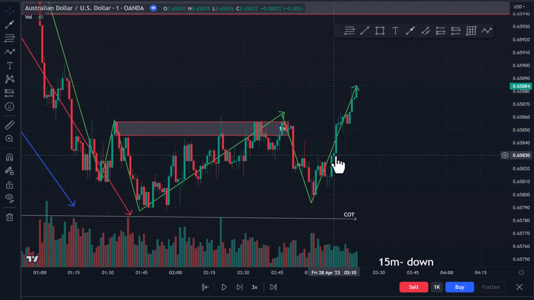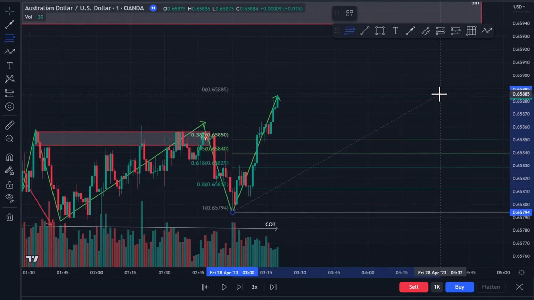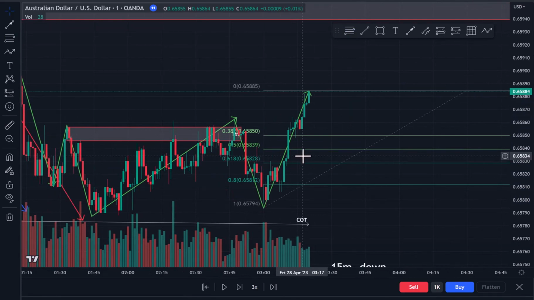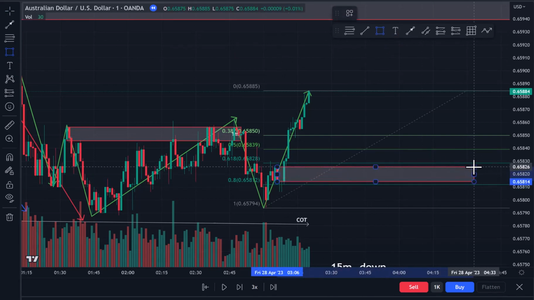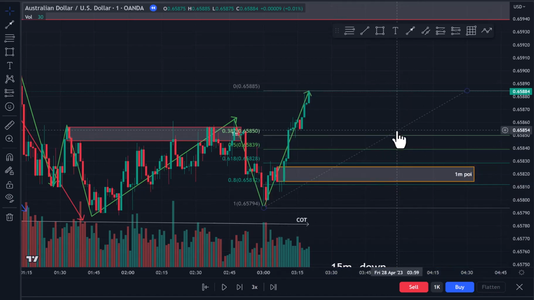And there is some imbalance there, so there can be a possible return to a POI zone. Down here, it would be this down candle here. This is a 1 minute POI zone. And I'll leave this here for now in case price continues up.